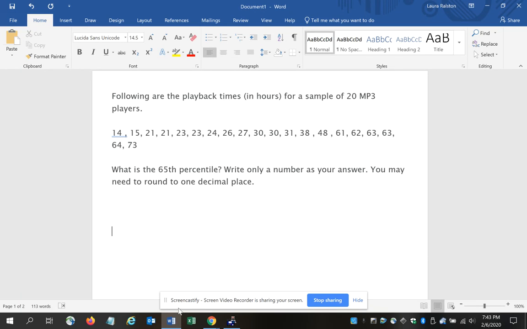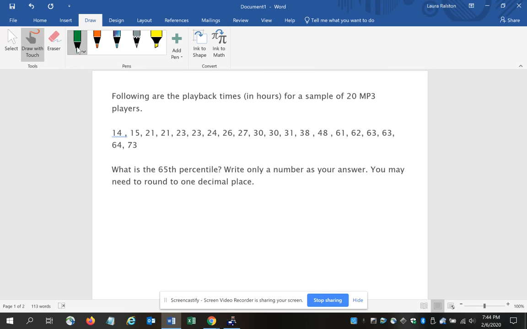Now, one thing to note about this list of numbers is that they're already in ascending order. They start with the smallest at 14 and they go to the highest of 73. And really that's important to note because in the process of finding a percentile, you have to have the values in order from lowest to highest. The question here asks you to find the 65th percentile, and it says write only a number as your answer, and you can round it to 1 decimal place.